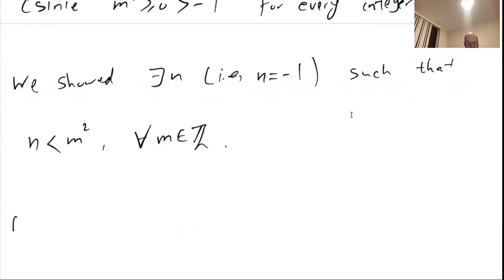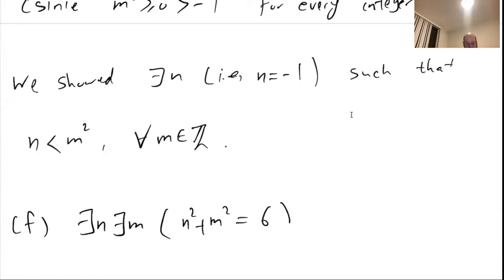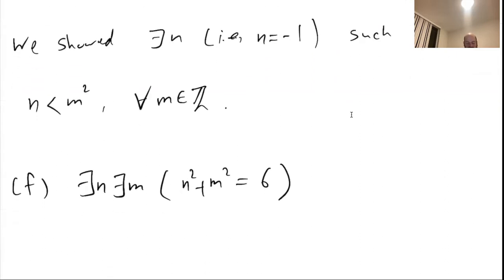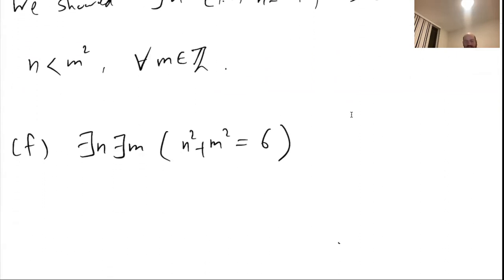Okay, let me also do part F. Part F says there exists n, there exists m, such that n squared plus m squared equals 6. Well, this basically is asking us whether this given equation has any solution in the set of integers. Because if it has a solution, solution means what? Means at least one n value and one m value such that n squared plus m squared equals 6.